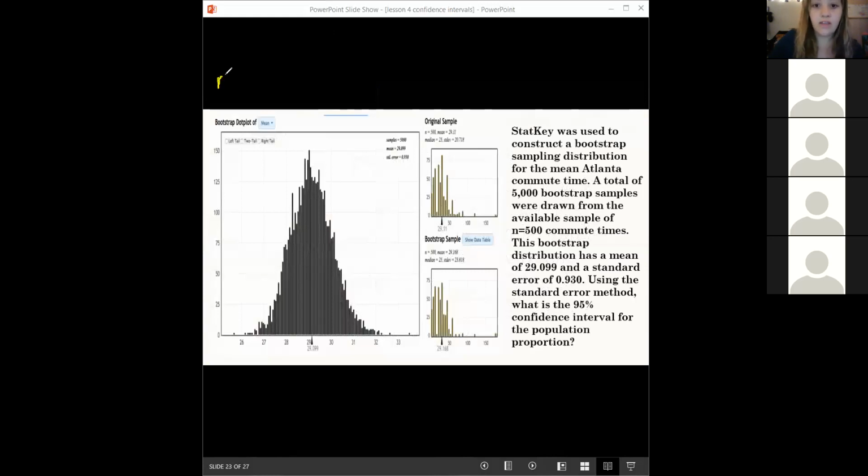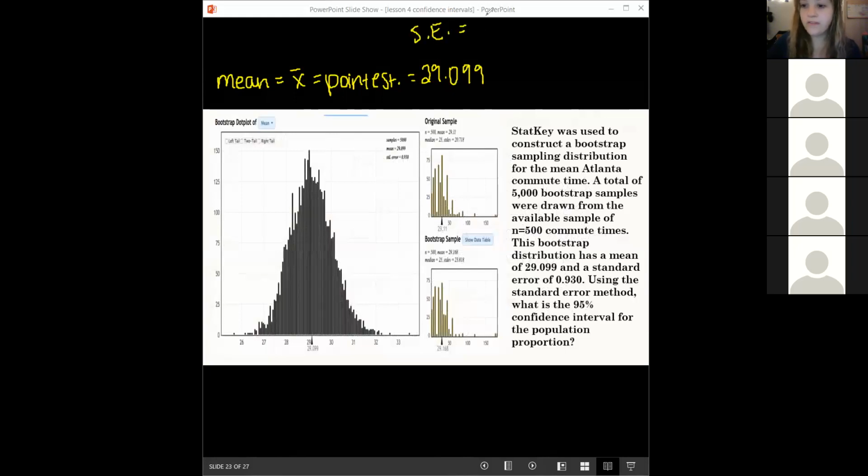So we have that our mean, remember, is going to be our x bar, and that's going to be our point estimate. In this case, that is 29.099. And then we have our standard error at 0.930. And since it's a 95% confidence interval, our multiplier is going to be 2.